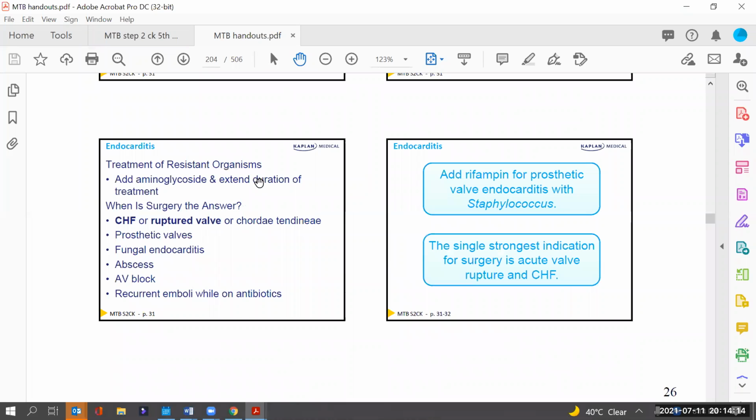Treatment for resistant organisms means that, for example, we have found a fungal infection, right? The cause is not bacteria, the cause is fungus. Mostly the fungal infections are not going to respond to an antibiotic. What we have to do, the last resort, is go for surgery. And some bacteria are also very resistant. They are not going to work.